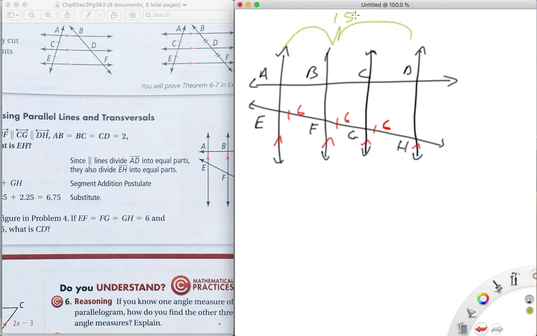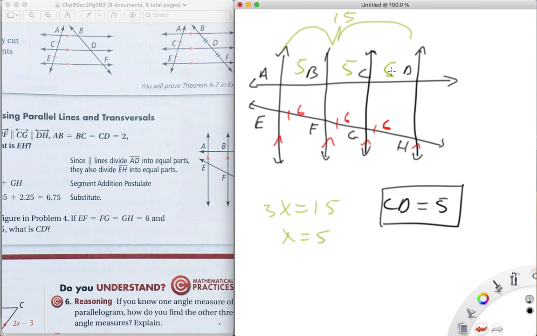is 15. So if this is 15, then I would just divide it by 3 because it's 3 equal segments, right? So 3x equals 15, divided by 3, x equals 5. So this would be 5, this would be 5, this would be 5. They want to know what CD is, from C to D. So from C to D, that would be 5, because 5 plus 5 plus 5 is 15. They're equal, and I know that they're equal because these are equal.